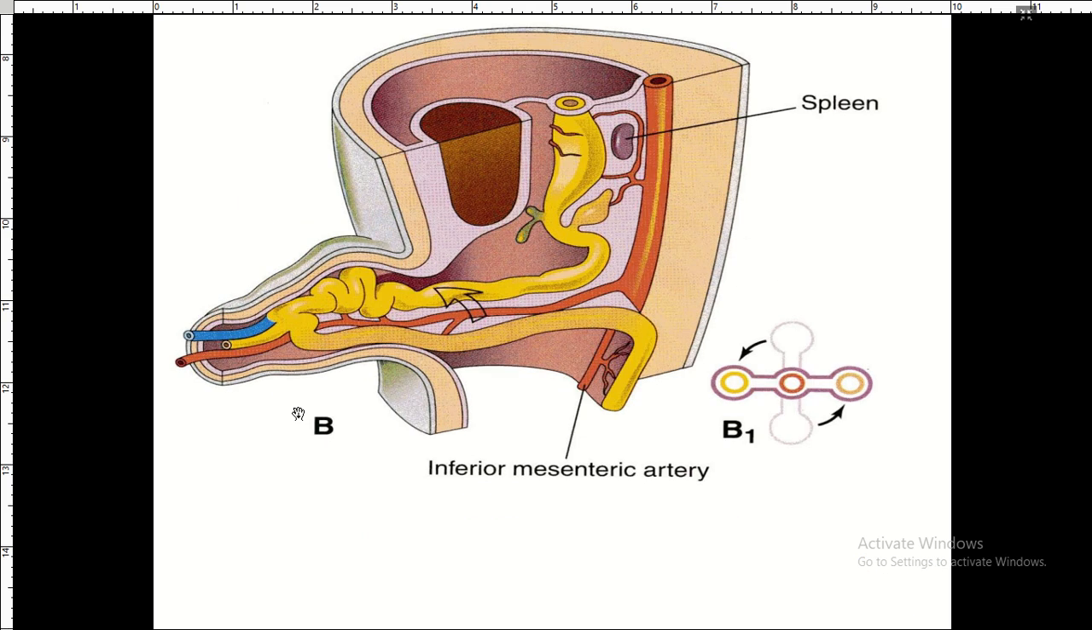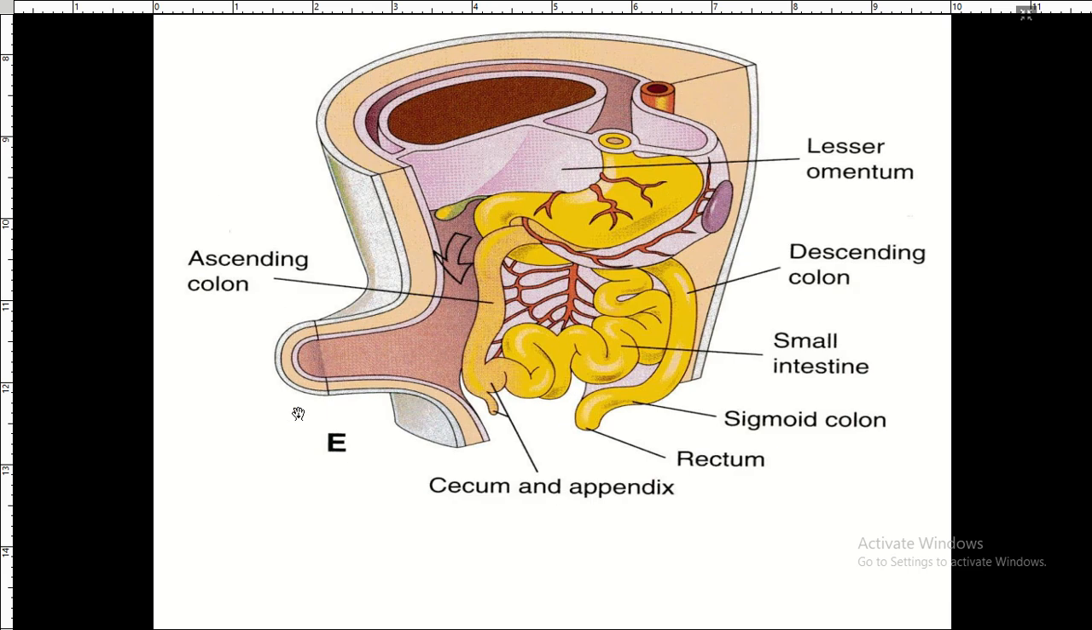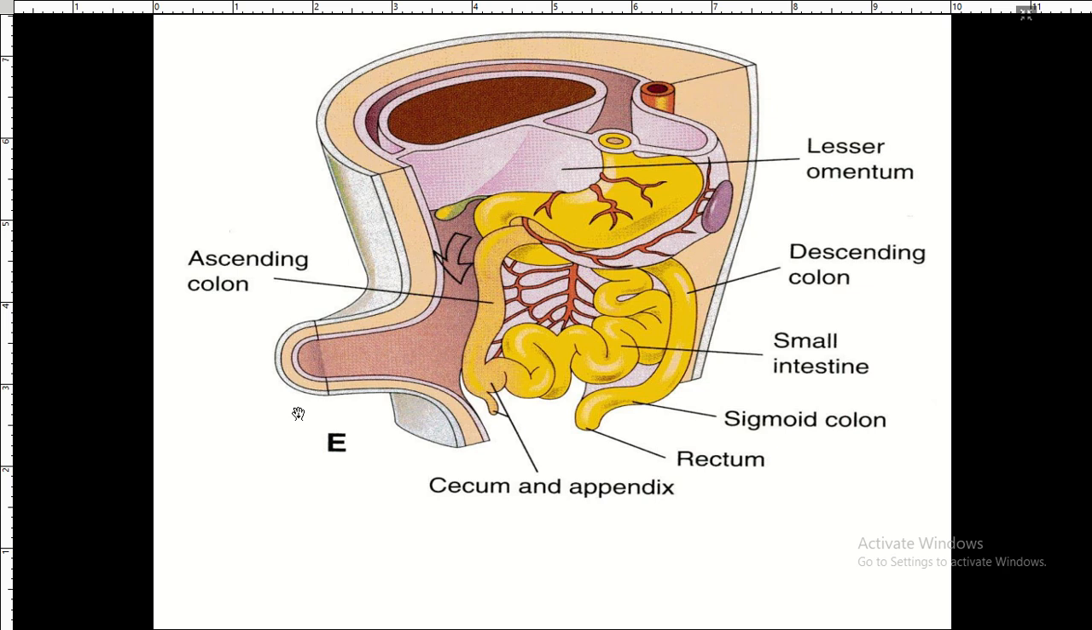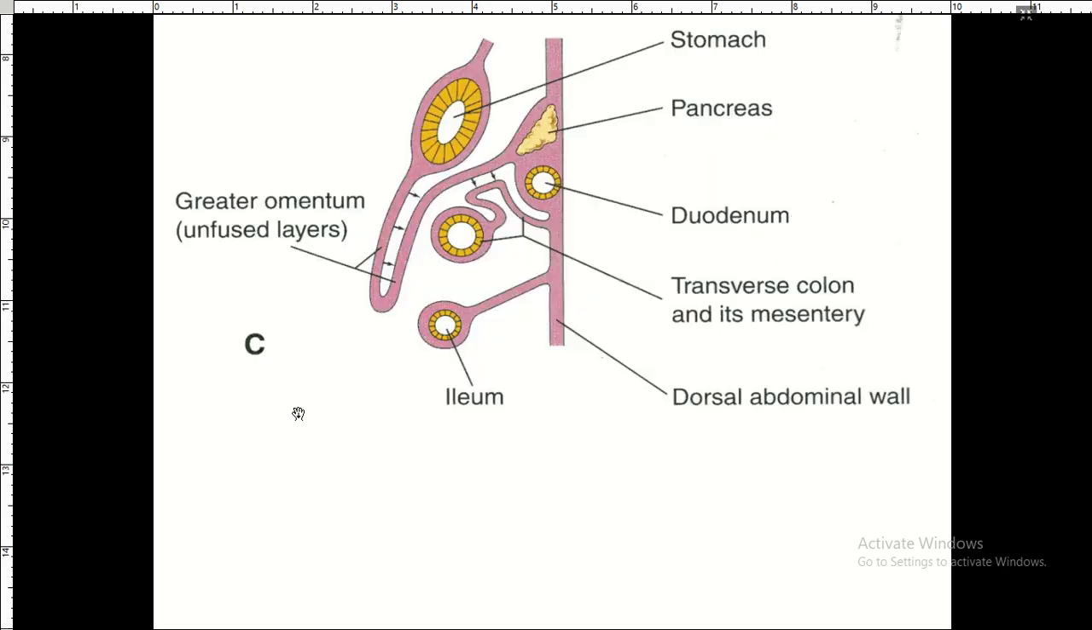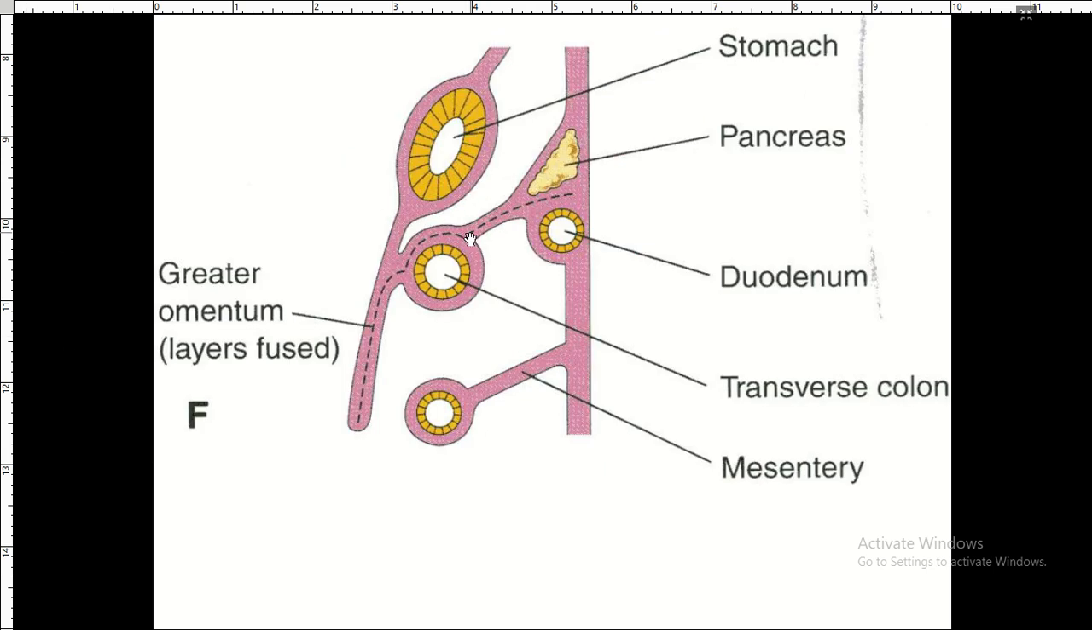So you can now appreciate this. Right. So this becomes your transverse colon. This becomes your greater omentum. Remember, that is going to be fused with the dorsal mesentery of the transverse colon, called the mesocolon of the transverse colon.